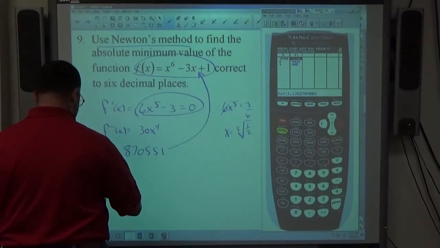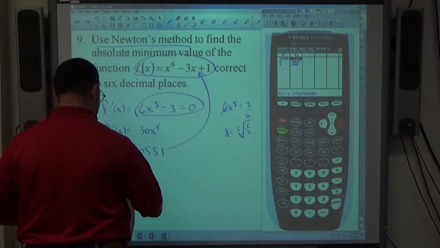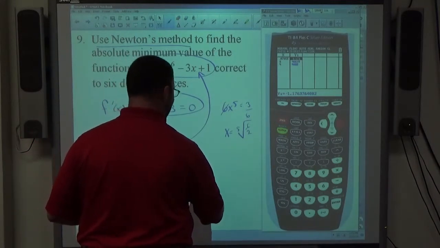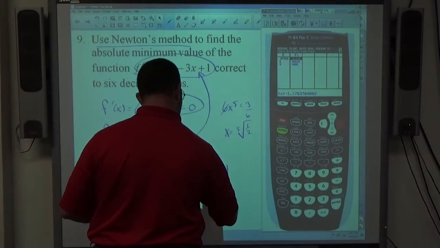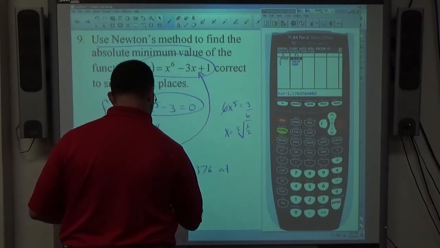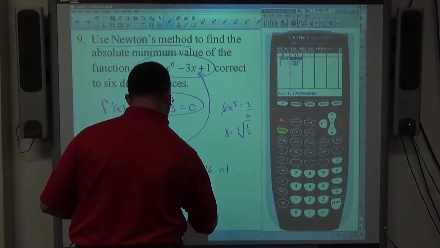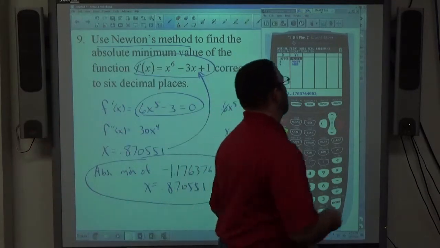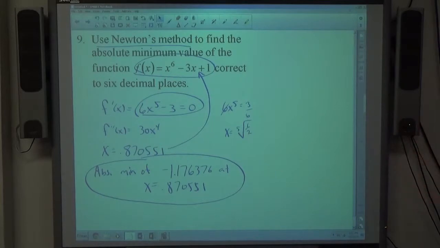Absolute minimum of negative 1.176376 at x equals 0.870551. That's what I'm looking for in that problem, so make sure you do go through the technique.